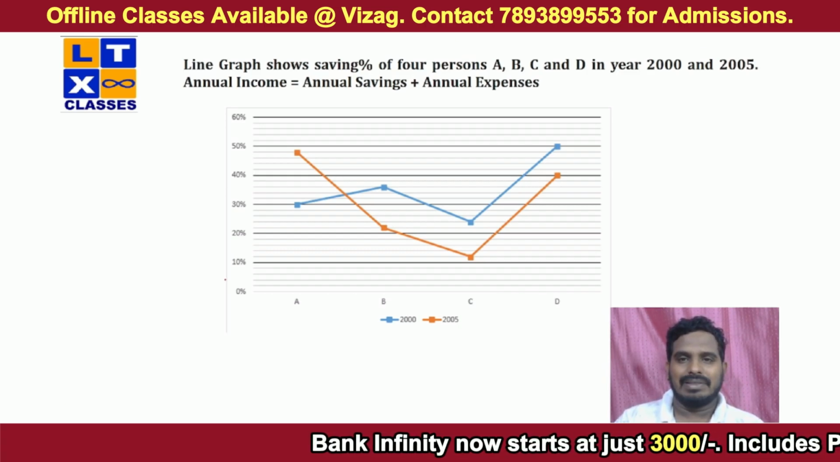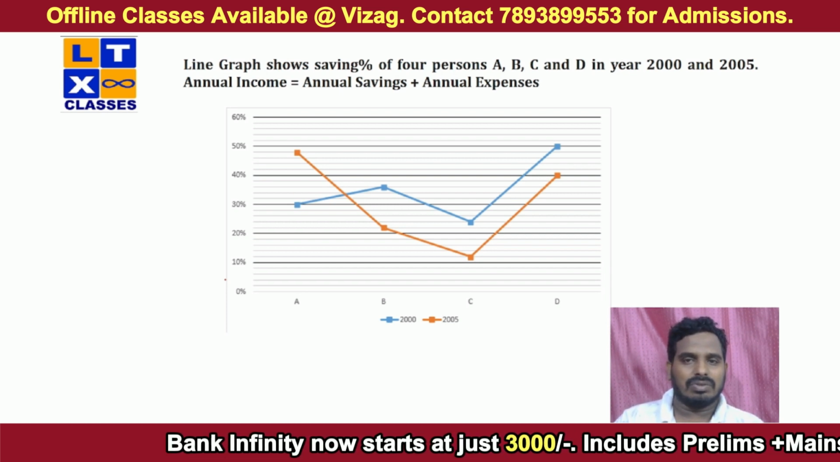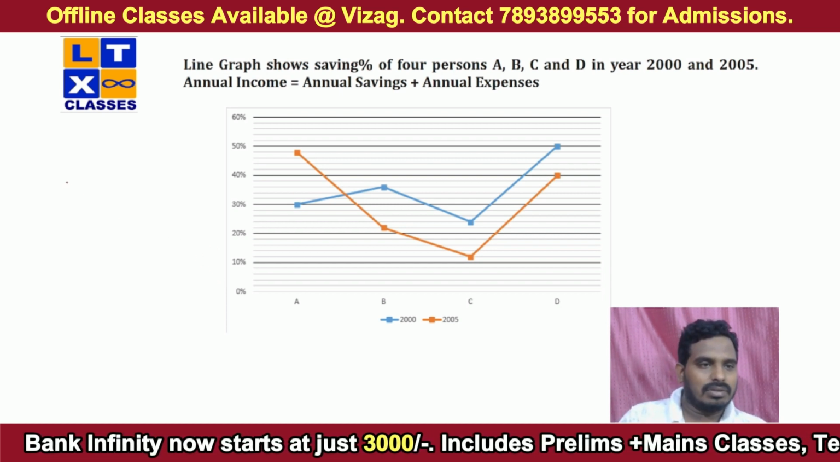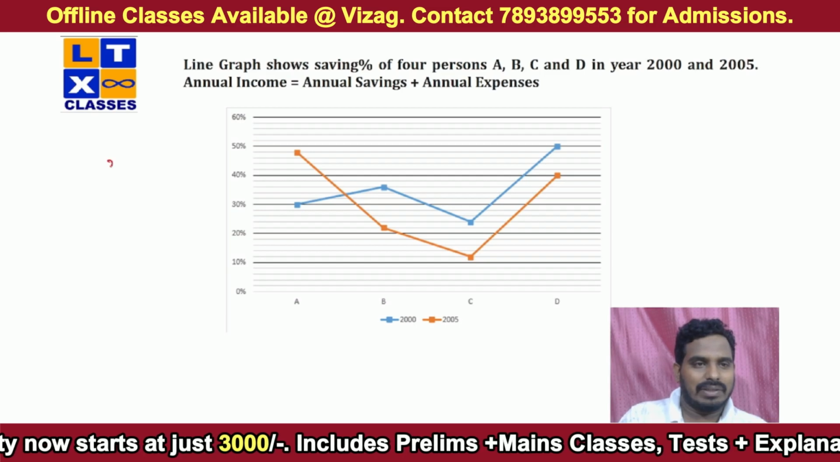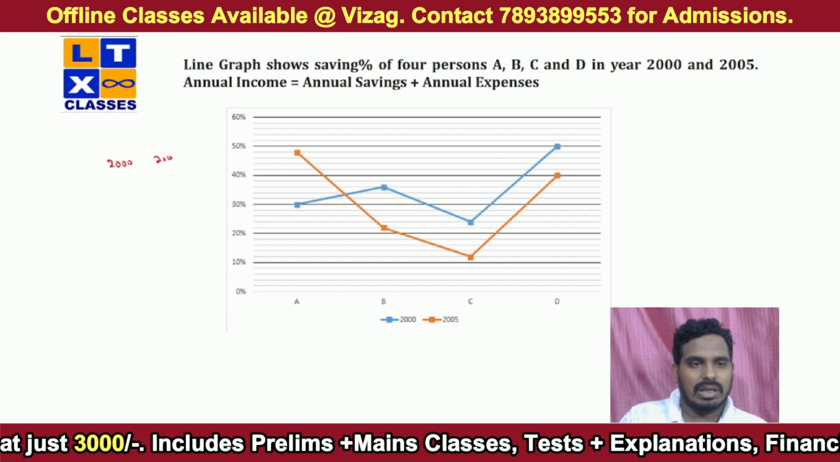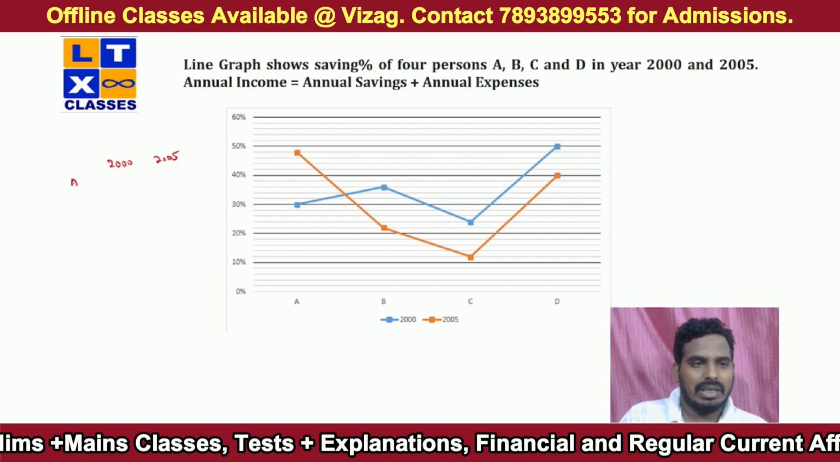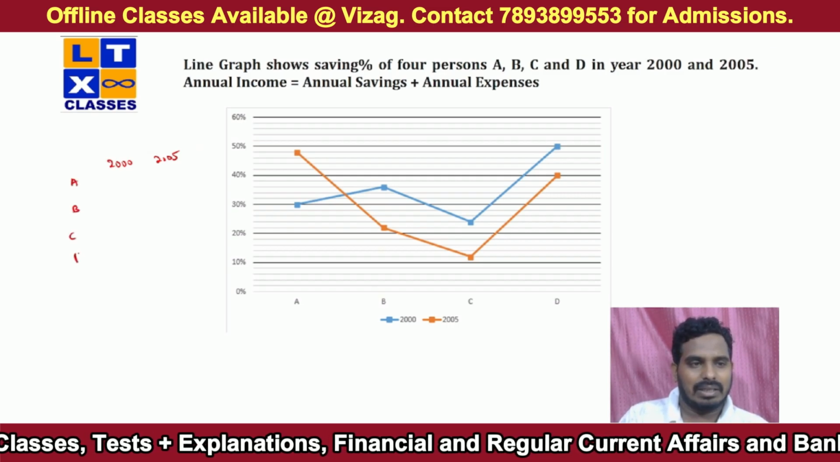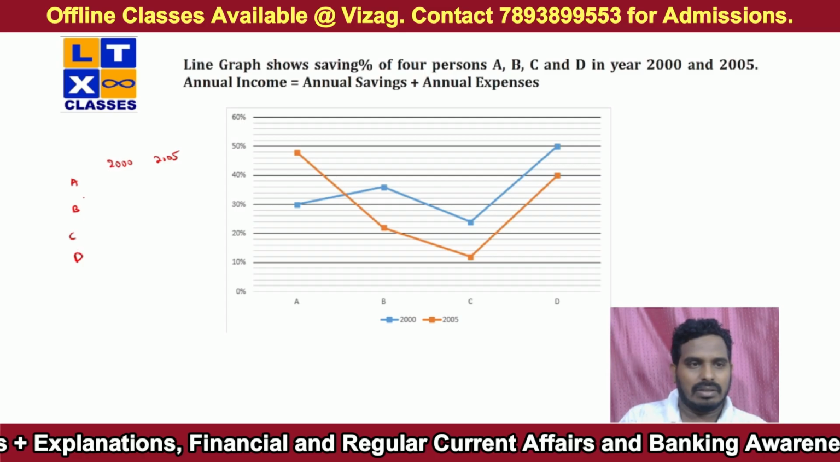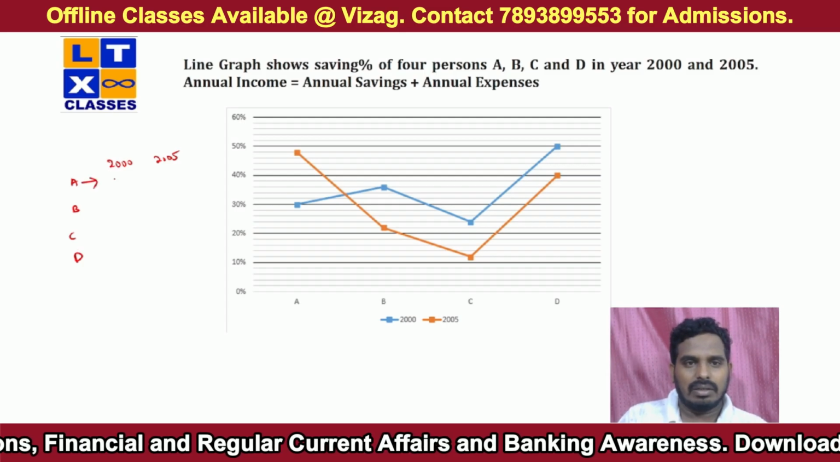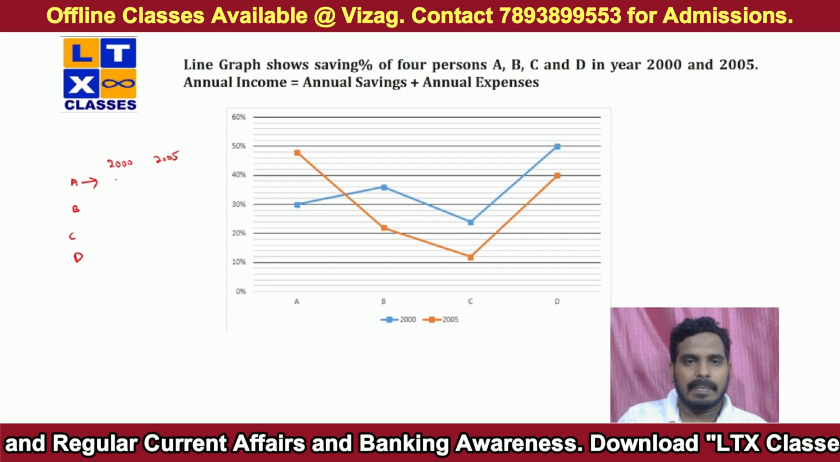Now, moving on to the first DI set, this is the graph that shows the savings of four persons A, B, C, D in the year 2000 and 2005. Okay, so this is savings in the year 2000 and 2005 for persons A, B, C, and D. Right?